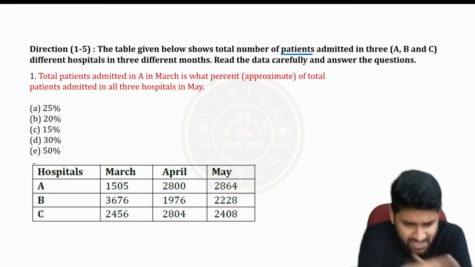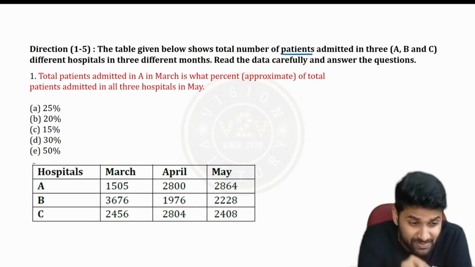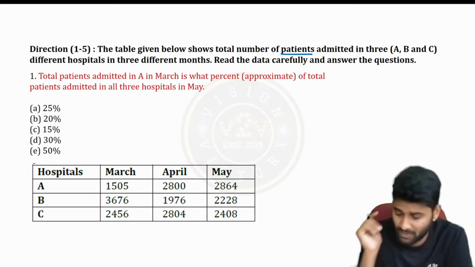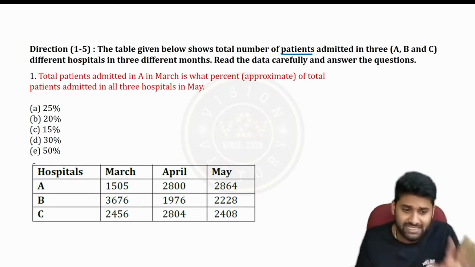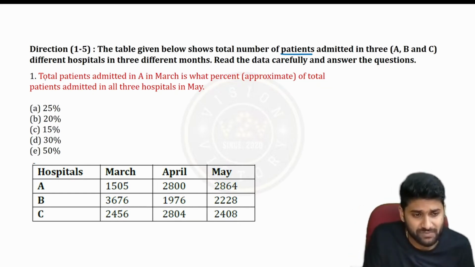Okay, there is a table here. The hospitals are mentioned as A, B, C, and the respective months are given. The number of patients admitted in each hospital in each month is given. So the whole data is given in the table. Once you understand the table, you have to answer the questions.